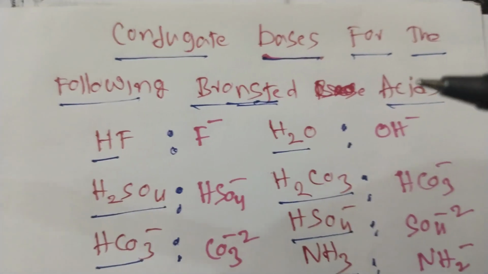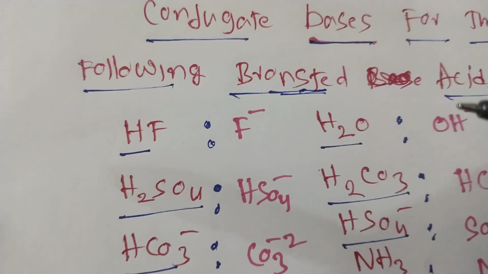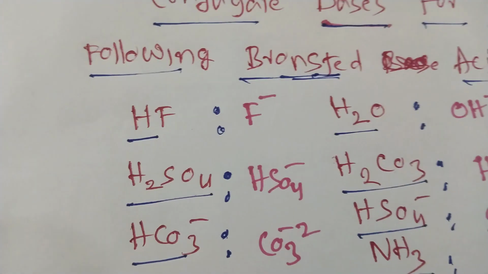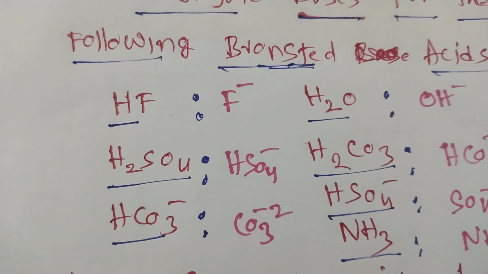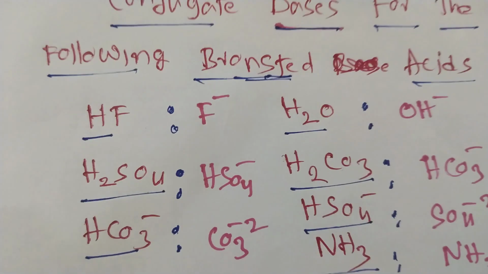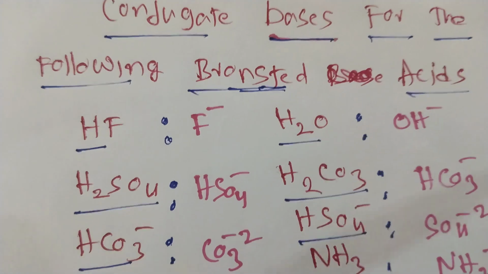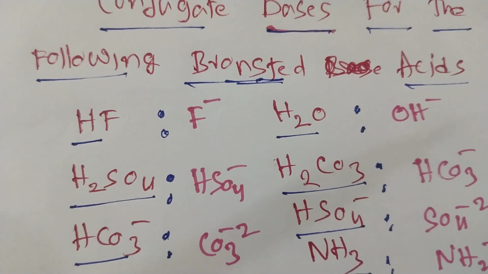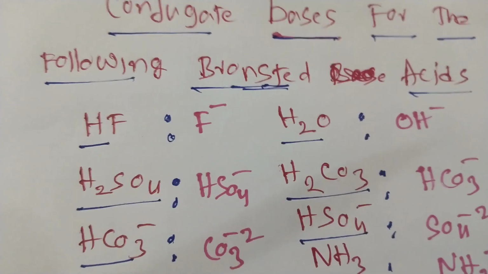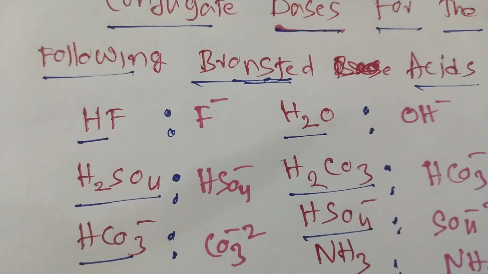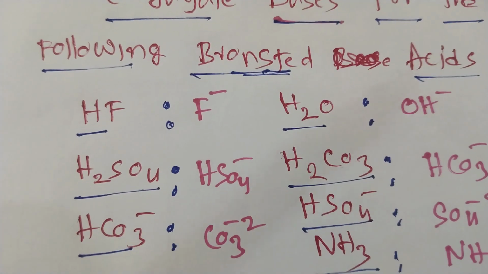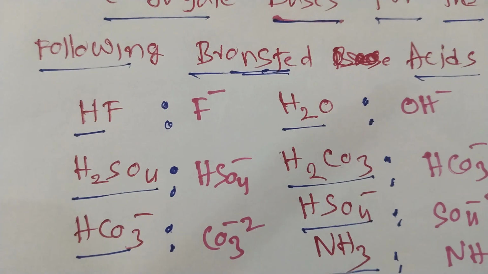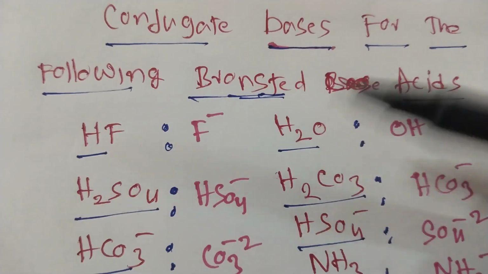Conjugate base for the following Bronsted acids. Please note it. If you want the conjugate base for the following Bronsted acids, what you have to say? Definitely the conjugate base should have one proton less in each case.